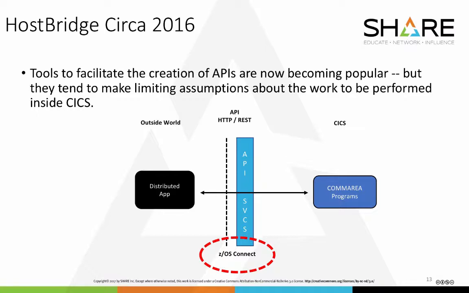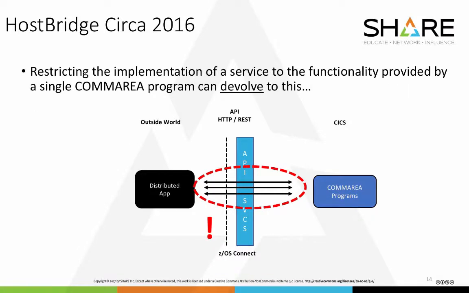Now, z/OS Connect makes an assumption, and that is, for the most part, that when a request comes in, it has this wonderful tool, and I love it. I can map everything across. I can take a JSON document. I can play all sorts of games and bring it over to a COMMAREA type structure. And then I can invoke a COMMAREA program, and I can do the reverse on the way out. Way cool. Way cool.